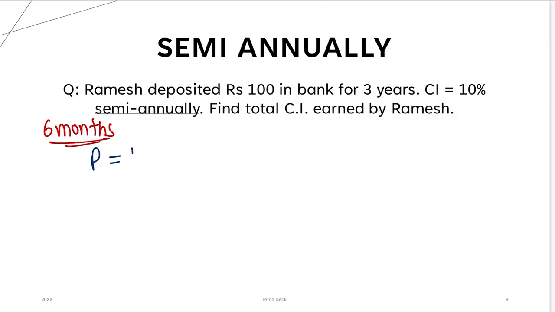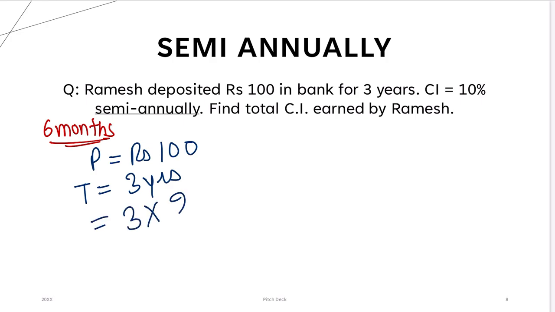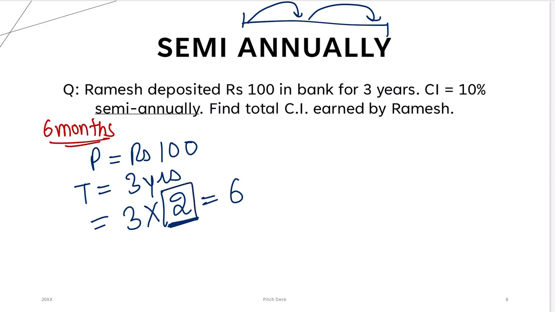So what will be the difference in the formula if semi-annually is given in the question? Principal will stay the same, that is rupees 100, no difference there. Now, time is 3 years. 3 years is the total time. How many 6-month jumps will we have? Each year will have 2 jumps. So if this is a year, we will be jumping 2 times semi-annually. So 3 into 2 is 6 total jumps we will be needing. So multiply 3 by 2 for semi-annually. That is the time period.